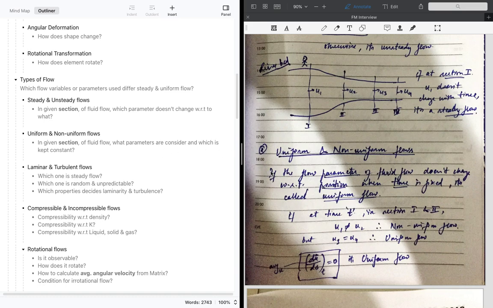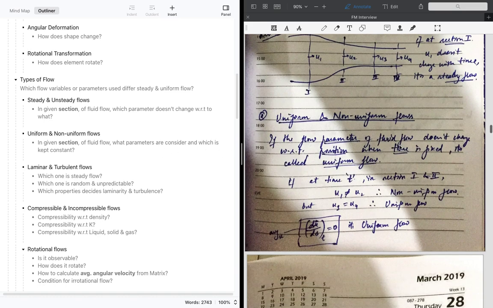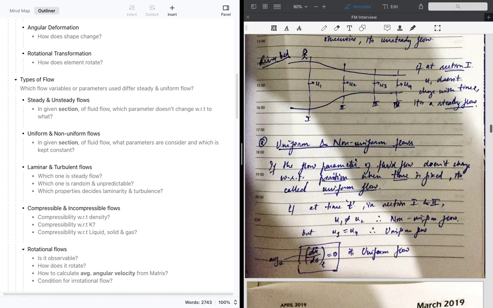In uniform and non-uniform flow, if the flow parameter of the fluid flow doesn't change with respect to position when the time is fixed, it's called uniform flow. That is, if at time t in sections 1 and 2 here, the velocities are not the same, but here and here they are the same. If the velocity doesn't change with respect to position, that means it's a uniform flow. In this case, U3 and U4 are uniform flow because if I change from 3 to 4, the velocity doesn't change, but here it is changing.